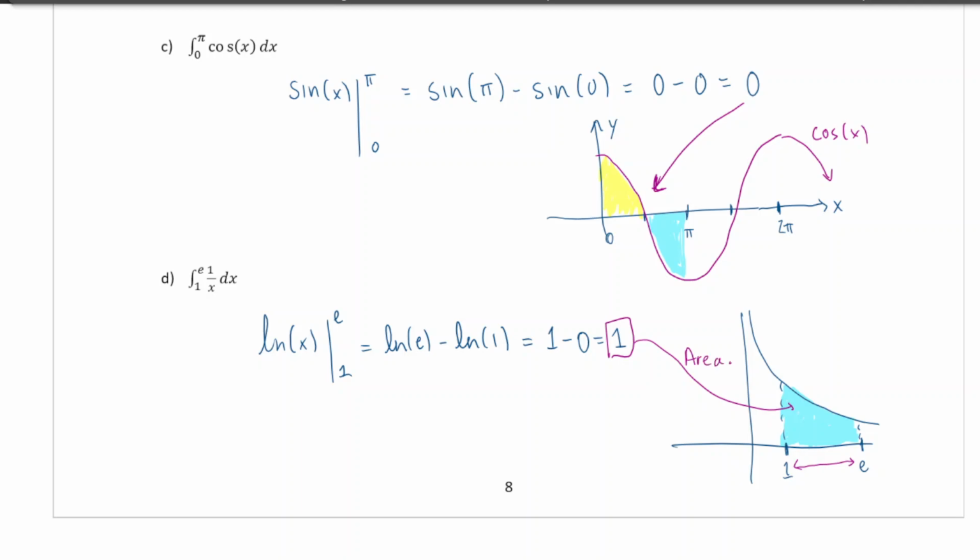Anyways, okay, that's it for this lesson. So next lesson we'll learn how to do some more complicated integrals.